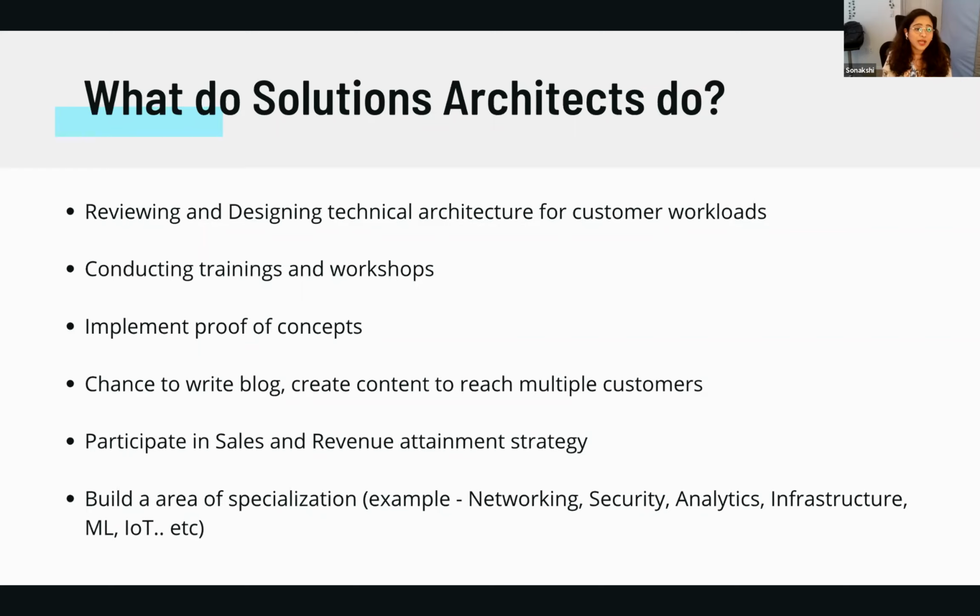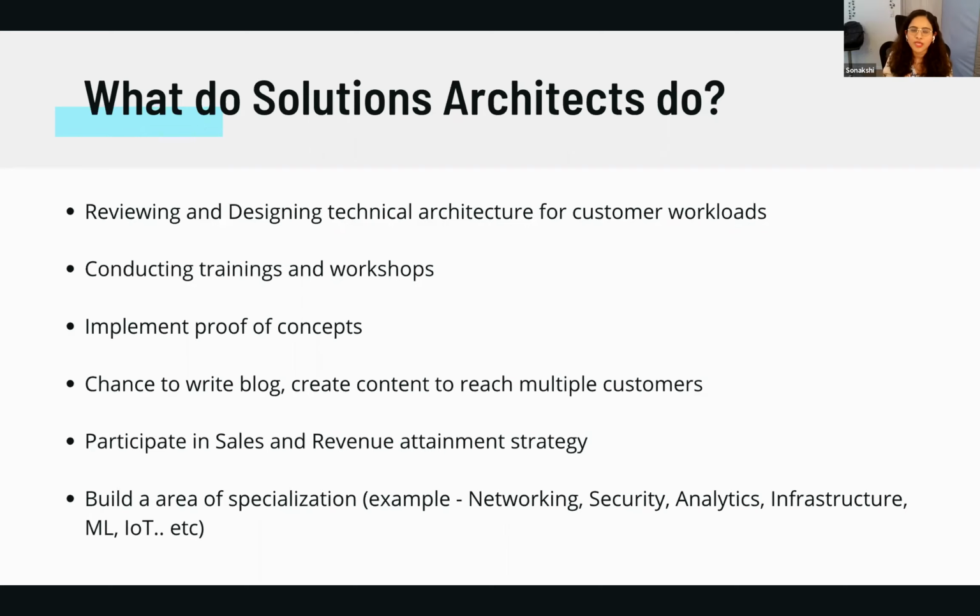Other than that, you also get a chance to participate in sales and revenue attainment strategy. Remember, I told you the solution architect role is part of the sales domain. And most of the sales team are tracking a sales quota. A sales quota is nothing but a minimum target that the team has to achieve. It's just a number.